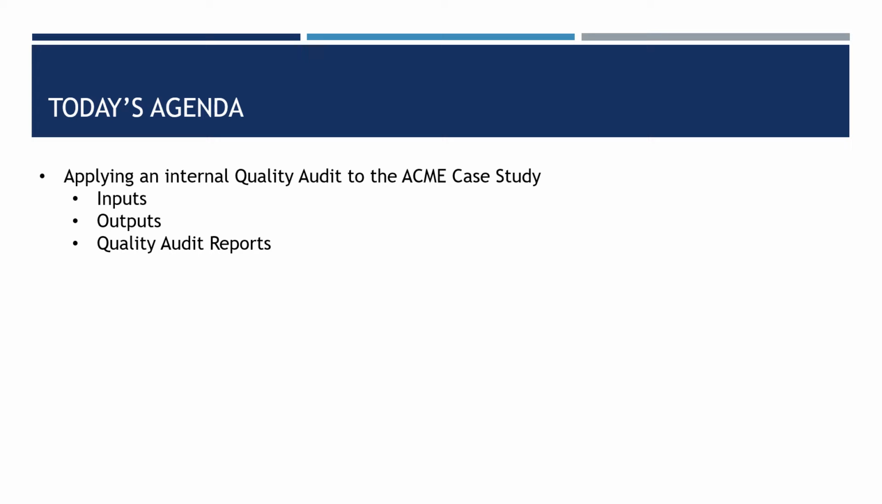The audit evaluates whether the facility's processes are in place, whether the processes are followed, and looks at the results of these processes and activities for consistency of achieving the desired results. Today we will examine key inputs and outputs required for ACME to complete their internal audit. We will also examine the audit report findings.